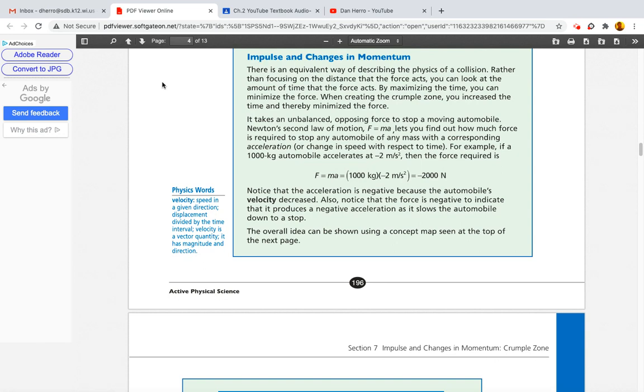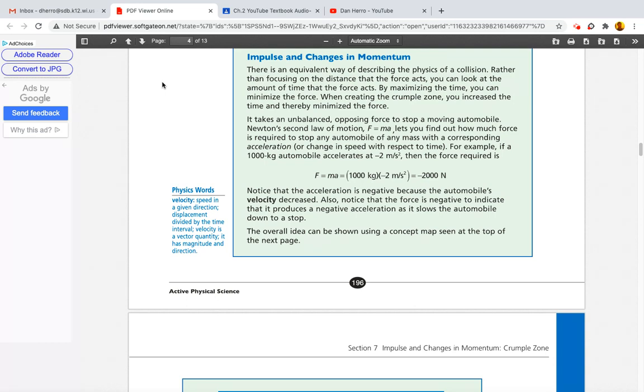Impulse and changes in momentum. There is an equivalent way of describing the physics of a collision. Rather than focusing on the distance that the force acts, you can look at the amount of time that the force acts. By maximizing the time, you can minimize the force. When creating the crumple zone, you increase the time and thereby minimize the force.